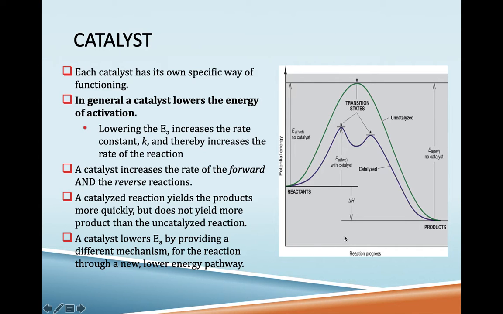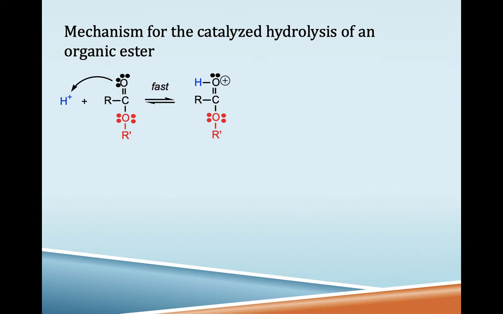A catalyst lowers that EA, providing a completely different mechanism, a completely different reaction than the original, that has new and lower energy requirements, or lower activation energies. There are a whole bunch of catalysts that we can start to see. Here's one for the hydrolysis of an organic ester. Don't worry about the arrows here or the functional groups.